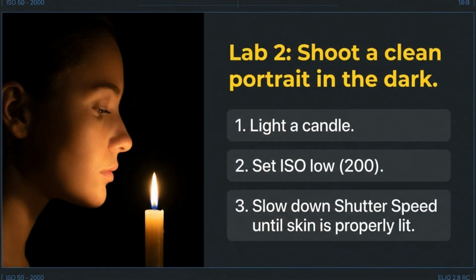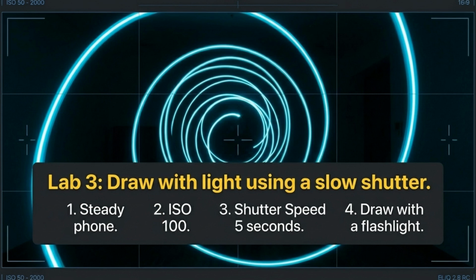In Lab 2, shoot a clean portrait in the dark. Light a candle, set the ISO low, around 200, and slow down the shutter speed until the skin is properly lit. Lab 3 involves drawing with light using a slow shutter.